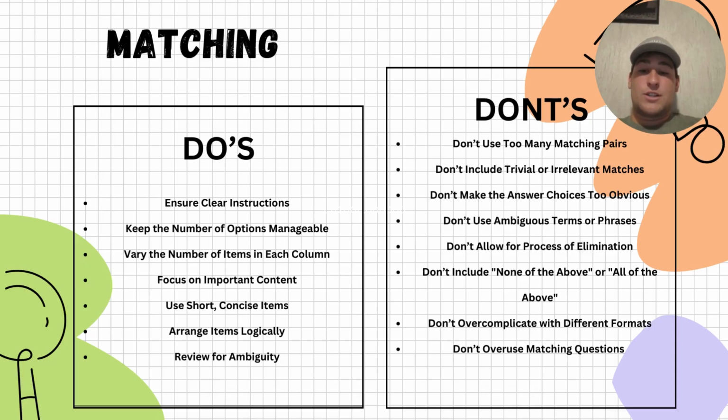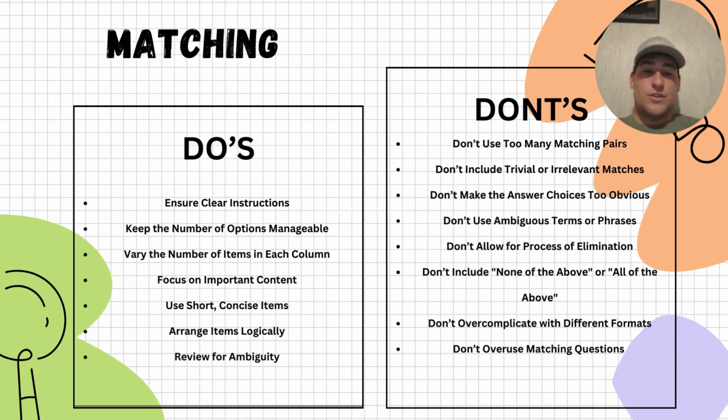Arrange items logically. So that can either be having one of your columns in alphabetical order or by certain names, etc. And then review for ambiguity, which just means to make sure that each item has exactly one pair. Don't make it so if you have to match a word to a sentence, that one of your words can be used in multiple sentences. So some of the don'ts: don't use too many matching pairs. Like I had mentioned in the do's, keep it to a limited number.